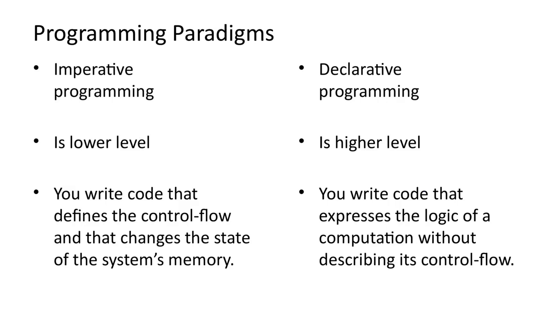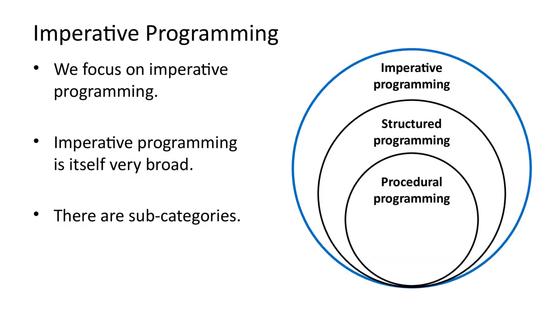Imperative programming is lower level. The code you write gives very detailed instructions to the system. These instructions will orchestrate every aspect, including the flow of execution and changes to the system's memory. Declarative programming is higher level. The code you write describes some outcome that you want to achieve. The system will then figure out the detailed instructions required to achieve that outcome. Most programming languages are imperative. For example, languages such as Python and JavaScript. We will also be using an imperative programming language.